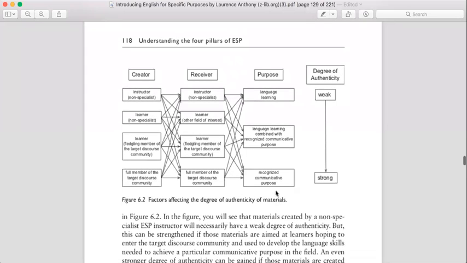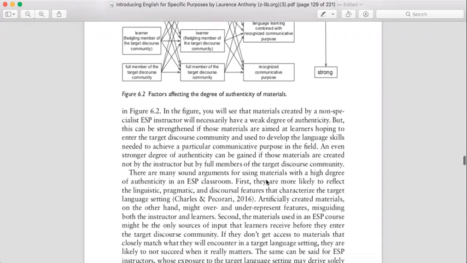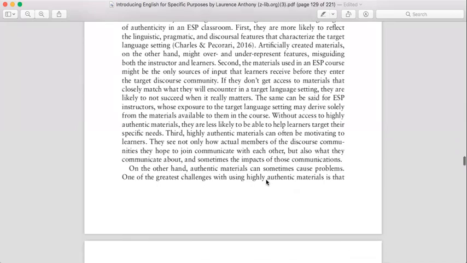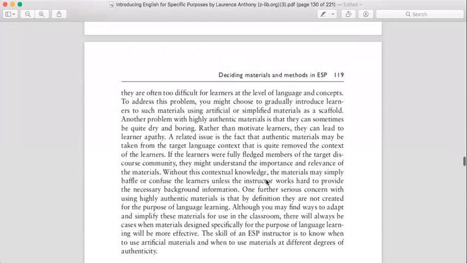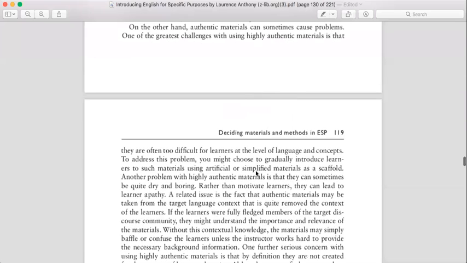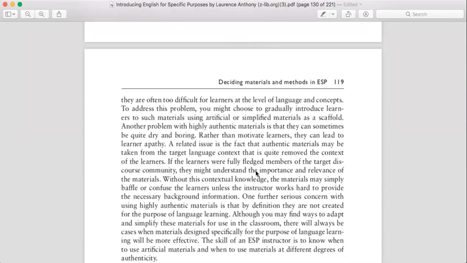Okay, when the purpose of the authentic material or the sample that we are using was communication, then that's the most authentic material. And when the purpose is language learning, that is weak on authenticity, right? So other than that, we can just read a few difficulties that I have told you. You can read it from here. And let's see how you can address these problems.